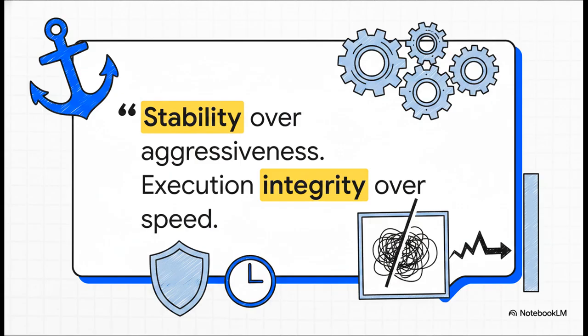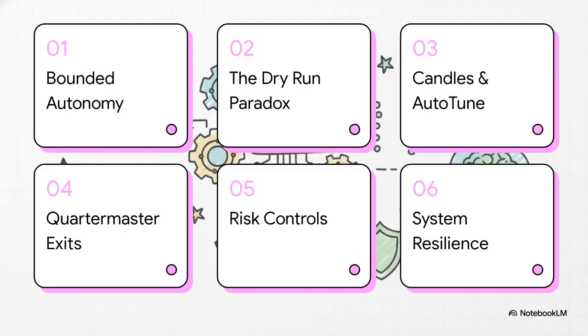If you keep this mindset front and center as we go, every single setting we discuss today is going to make perfect sense. So here is our flight path for today. 1. Bounded autonomy. 2. The dry run paradox. 3. Candles and auto-tune. 4. Quartermaster exits. 5. Risk controls. And finally, 6. System resilience. All right, let's get moving.